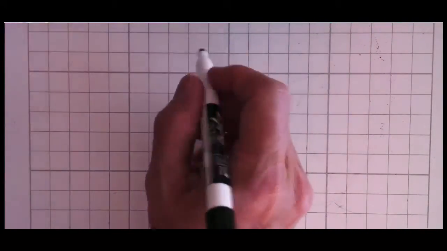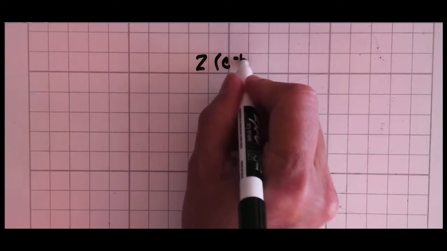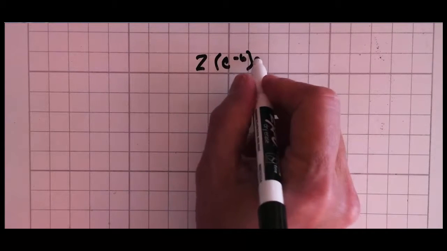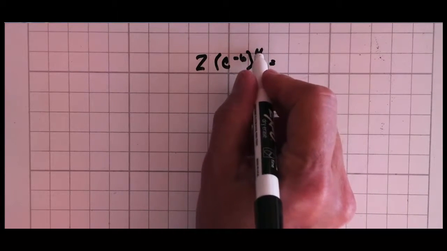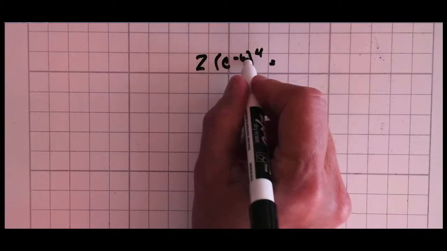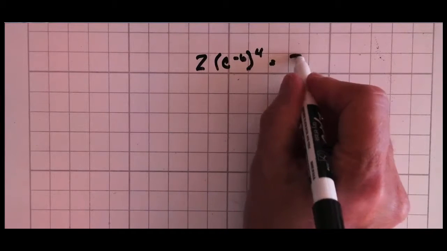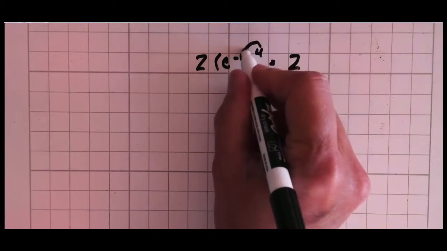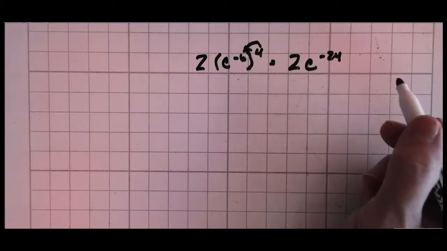The other thing you have to remember is if you have something outside of the parentheses, for instance 2 times c to the negative 6, and just c to the negative 6 is raised to the 4th power, the exponent only acts on the thing immediately preceding it, and in this case it's the parenthesis. So the 2 stays the same, and you do 4 times negative 6, which is c to the negative 24th.